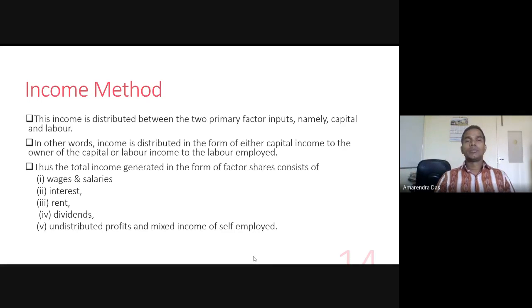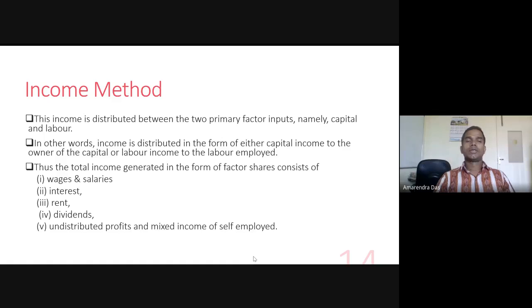Then the second method will be the income method. Now, in the income method, when we do the production, the income is distributed between two primary inputs, namely capital and labor. So income is distributed either in the form of capital income to the owner of the capital, or labor income to the labor employed.